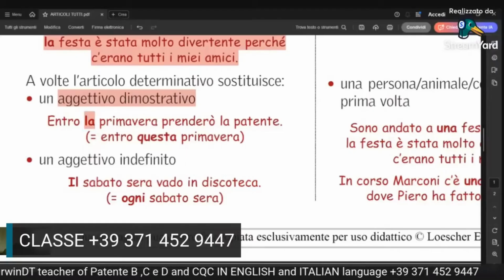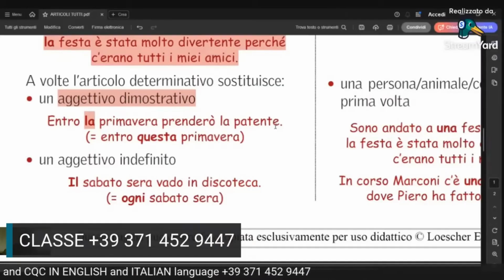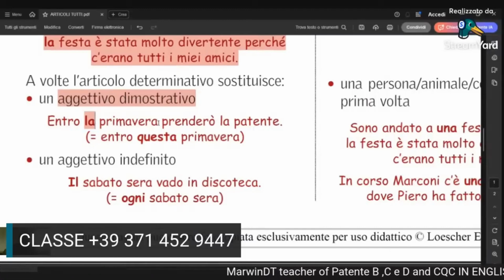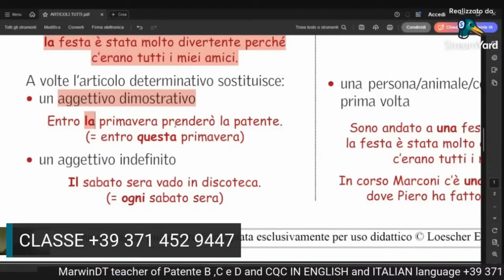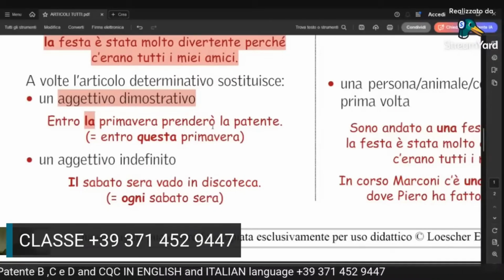Entro la primavera, prenderò la patente. Meaning, entro means within the primavera. Okay, prenderò la patente. I will take the driving license.